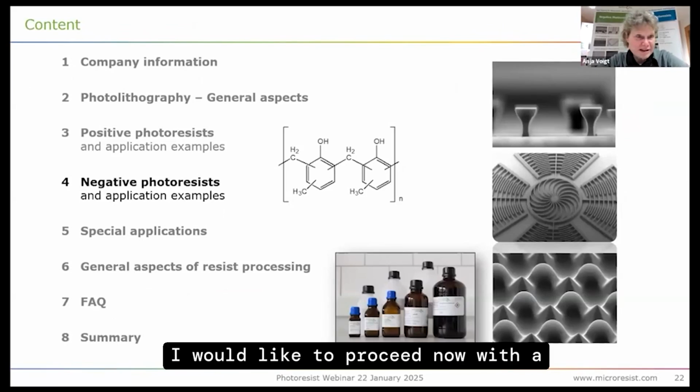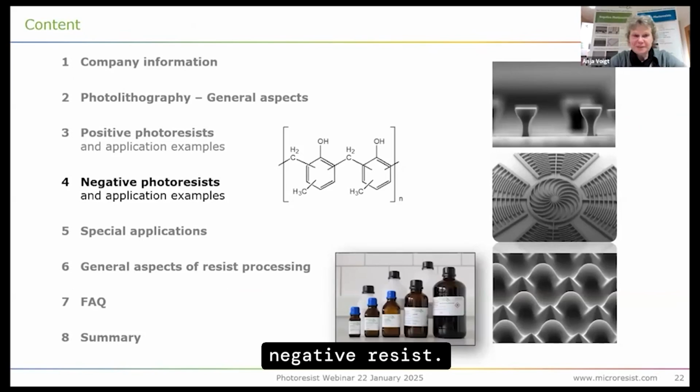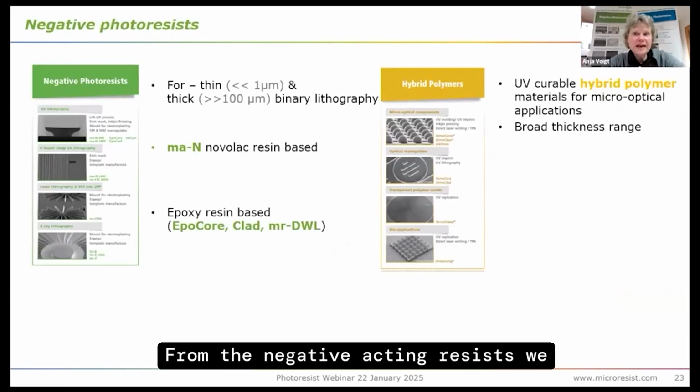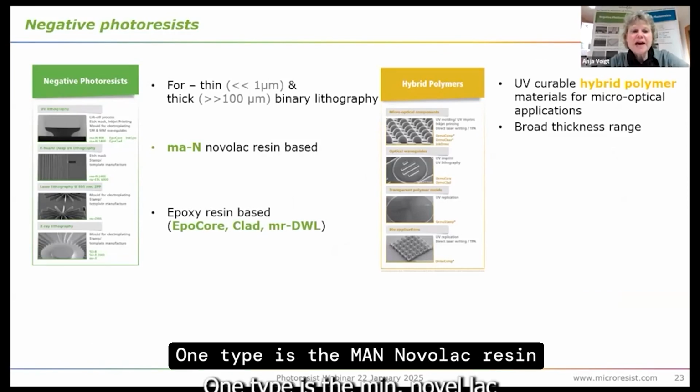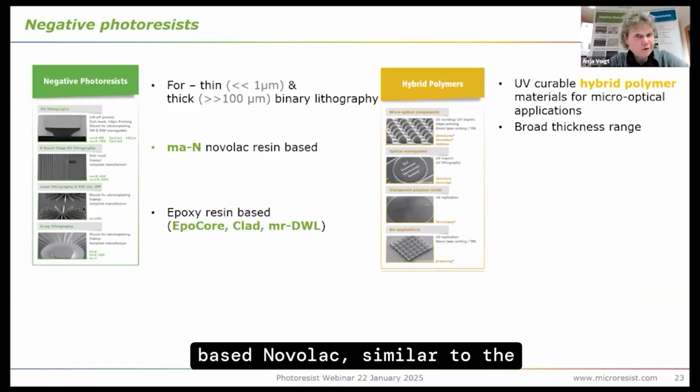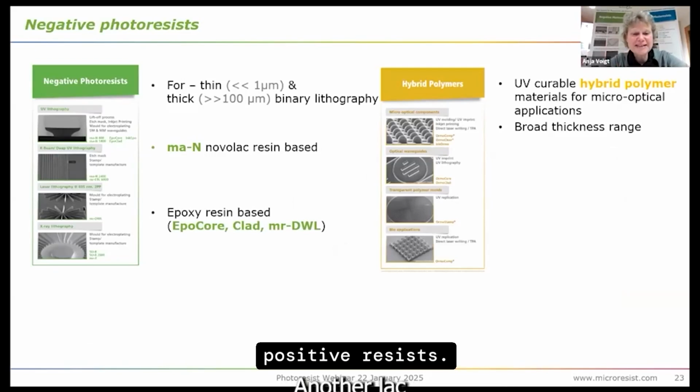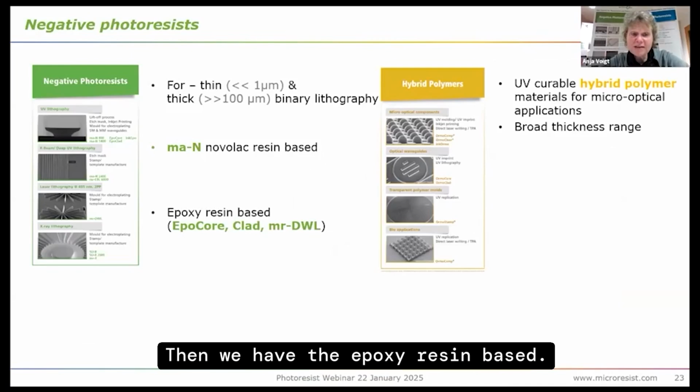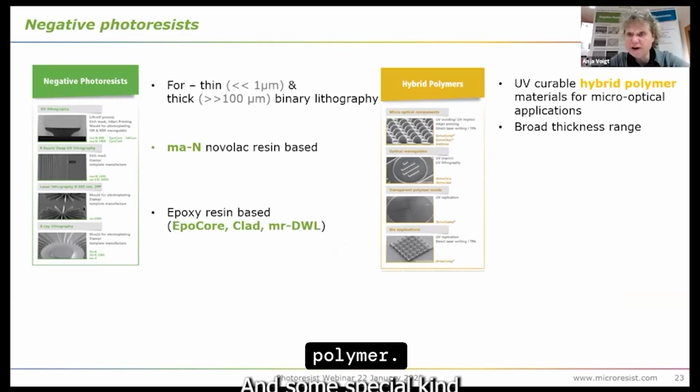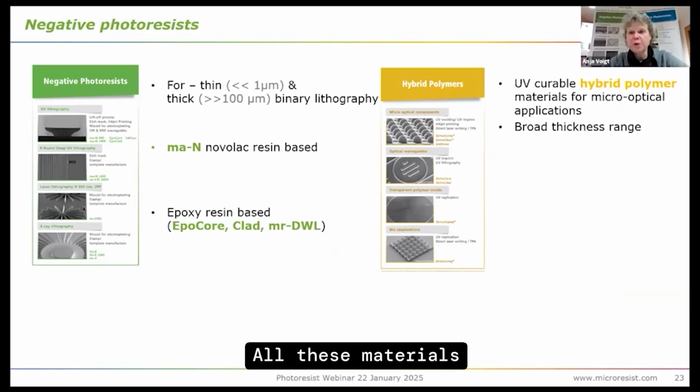I would like to proceed now with the negative resists. From the negative acting resists, we have in our product portfolio, let's say, more than one type. One type is the MAN Novolac resin-based, Novolac similar to the positive resist. Then we have the epoxy resin-based. And some special kind is the hybrid polymer. All these materials cross-link when exposed.